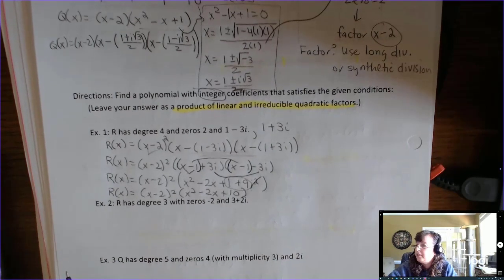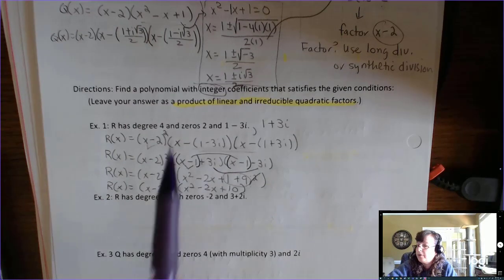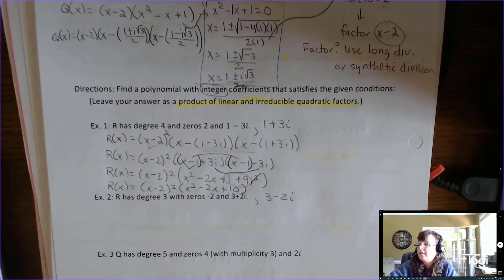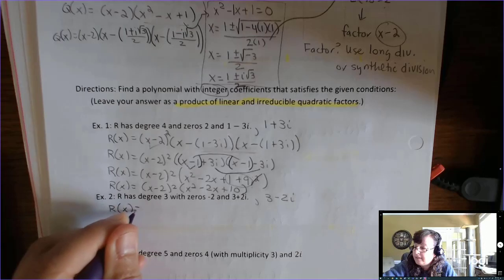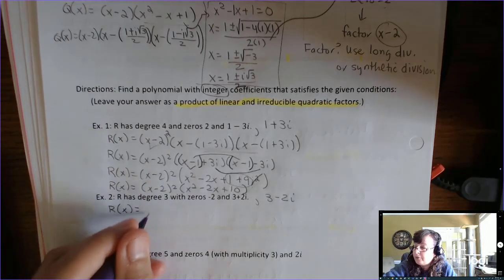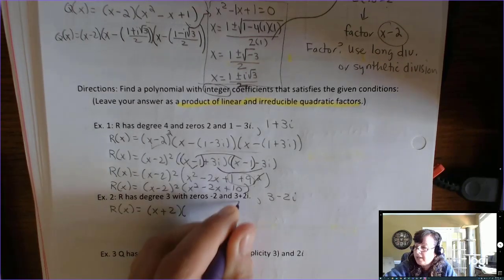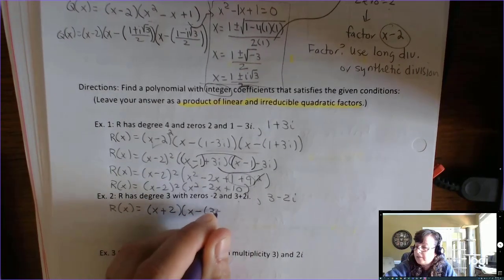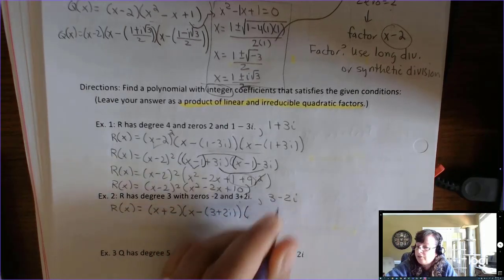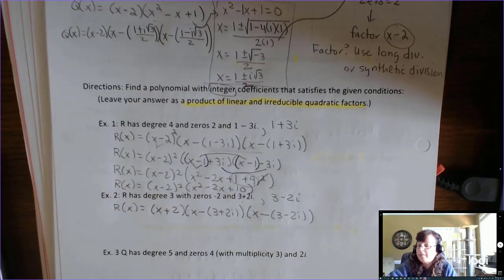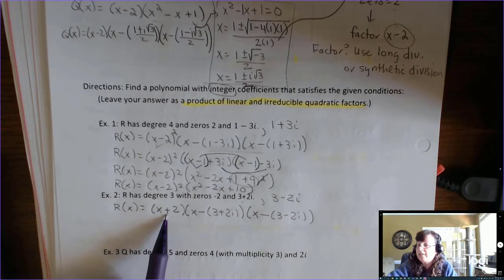r has degree 3 with zeros negative 2 and 3 plus 2i, and we want integer coefficients, so don't forget that another root is the conjugate, 3 minus 2i. So r of x is going to turn that negative 2 into a factor, x minus a negative 2, which is x plus 2. Turn that into a factor, that's x minus parentheses 3 plus 2i. Turn that one into a factor, that's x minus 3 minus 2i. It's always x minus, always x minus. The only reason that's a plus is because that was x minus a negative 2.